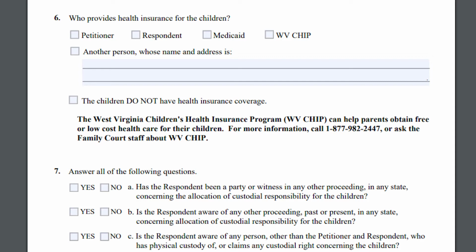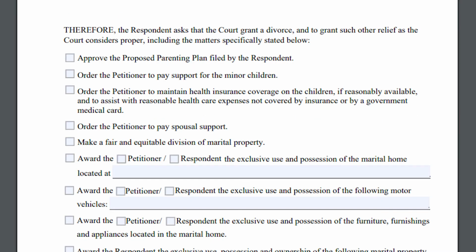And for question number 7, there are a few questions that basically get to information about whether other courts in other states have made decisions about custody, or if other people, like a family member, have been involved in a custody case about these children. Moving on to page number 3, this is where you're filling information about the relief you're seeking. This is where you tell the judge what you think should be ordered in your final divorce. Check boxes and fill in the blanks on any sections that apply to your situation.